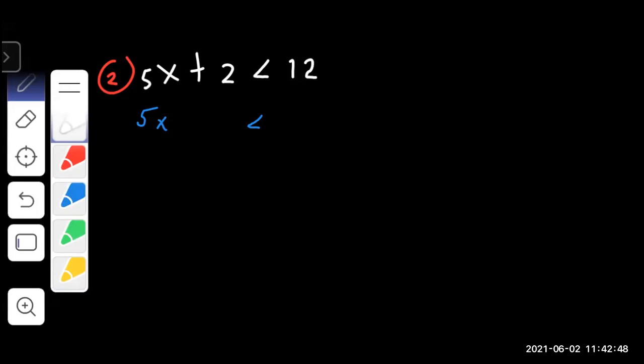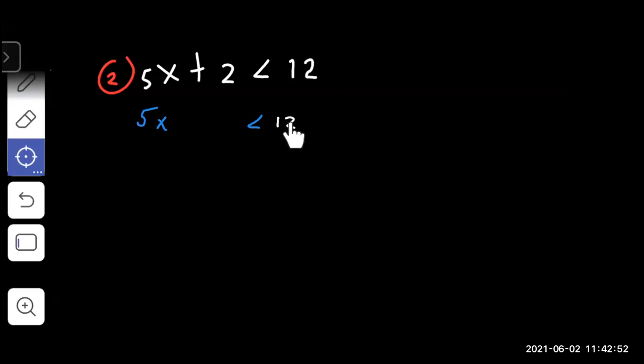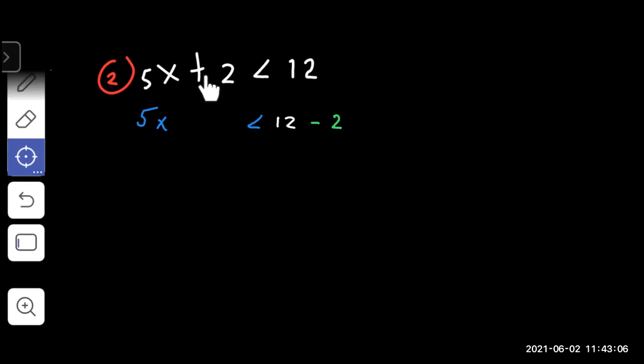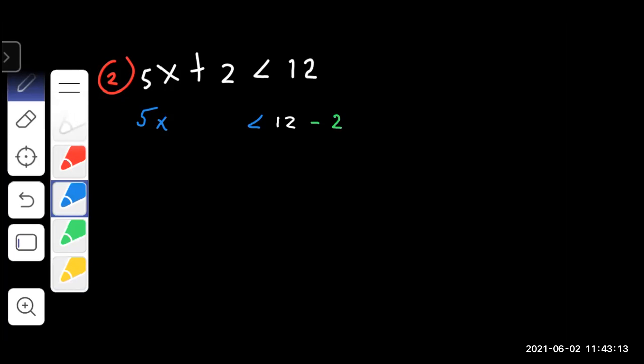This 12 is already here, guys. I'm just going to copy it. Do I have any other constant term? Any other number? Yes, positive 2. How do I get rid of that positive 2? Change it to the other side and it will be negative 2. It's like I subtract 2 here, I get 0, and I subtract 2 here. It's just like moving that. Okay, let's simplify. I have 5x less than 12 minus 2.